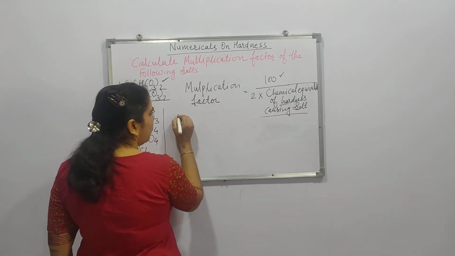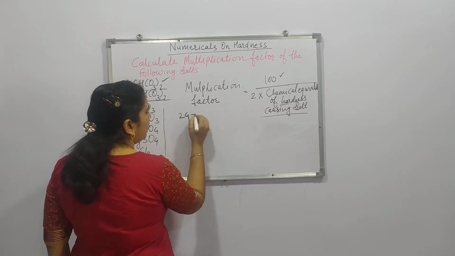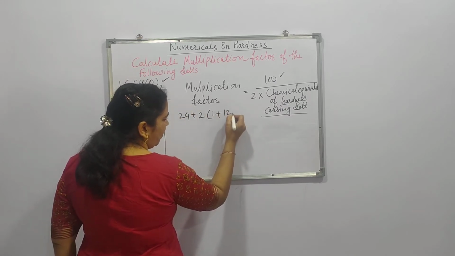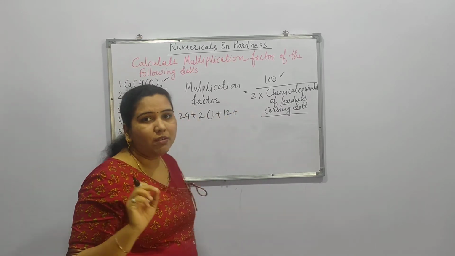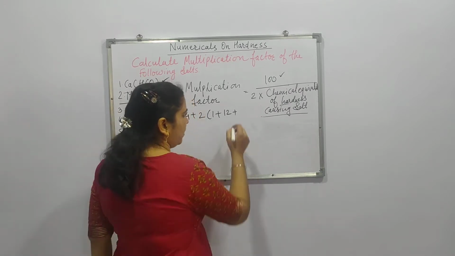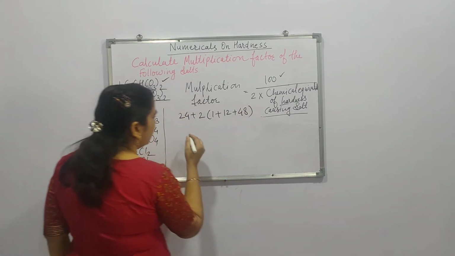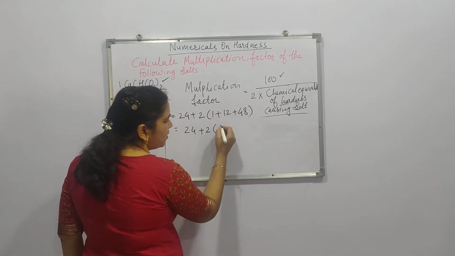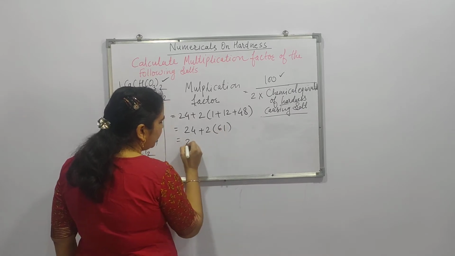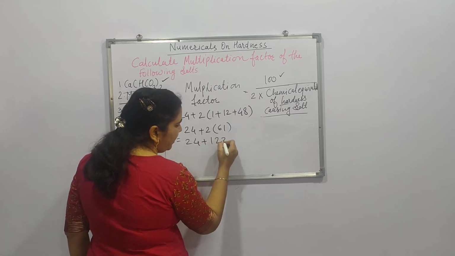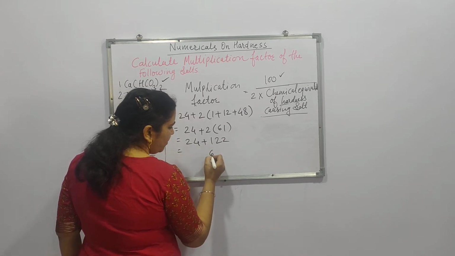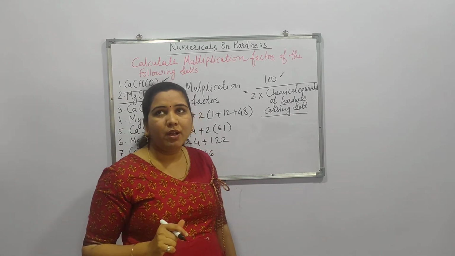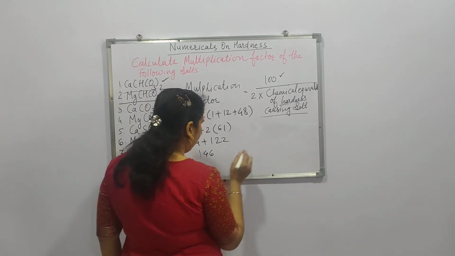So in case of Mg(HCO3)2, Mg is 24, and HCO3 twice: 1 plus carbon 12 plus O3, where O is 16 and thrice is 48. So it is 24 plus 2 into 61, which is 24 plus 122, that is equal to 146. So 146 is the molecular weight of magnesium bicarbonate.